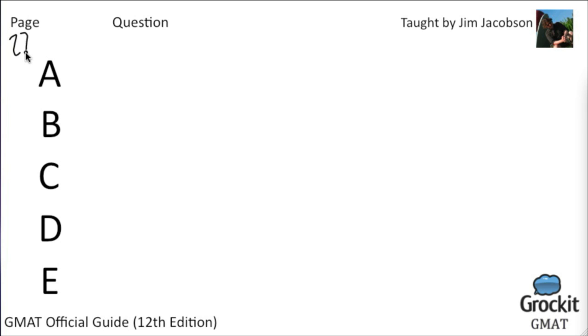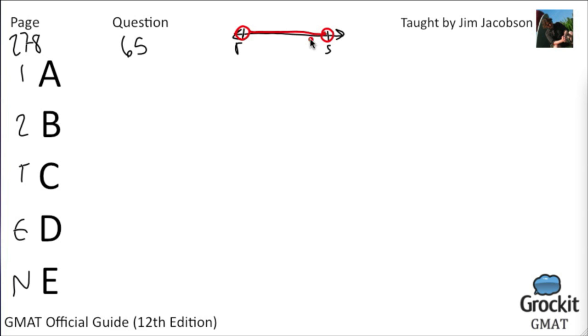Second column on page 278, number 65. How many integers are there between but not including integers r and s? So, if we have a number line here, we have r here and s here. We want to know how many integers are between them but not including them. So it would be that kind of situation where we need everything up to and including those integers, but not including those integers. But that doesn't tell us anything.